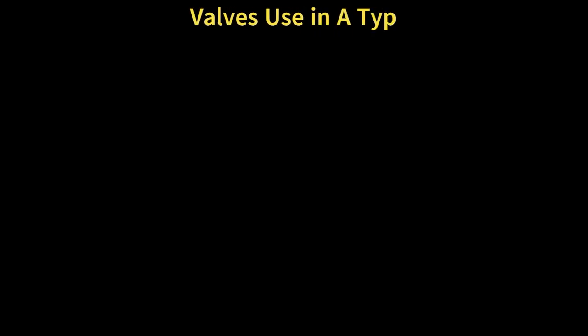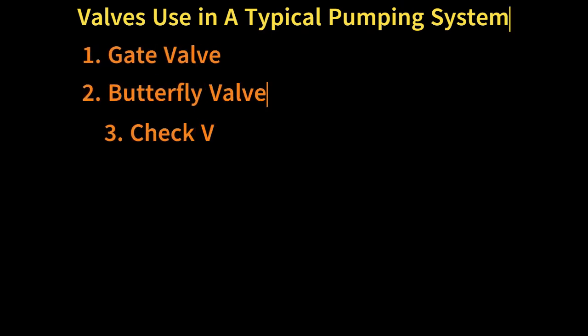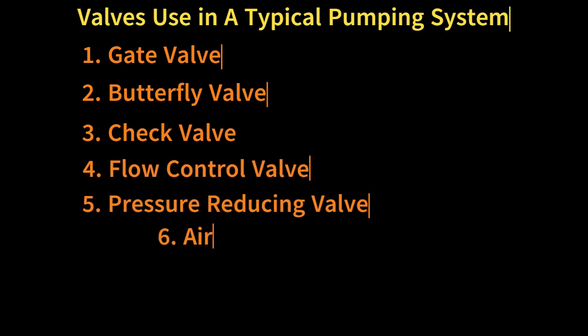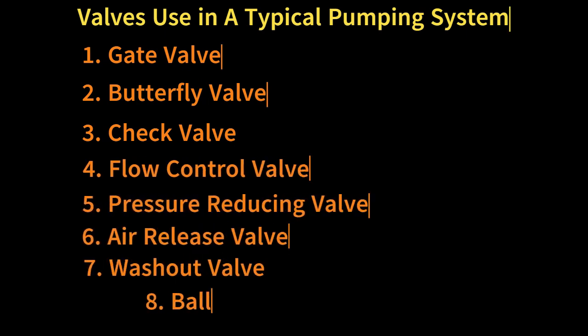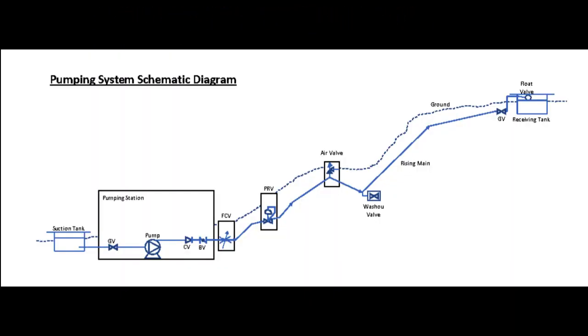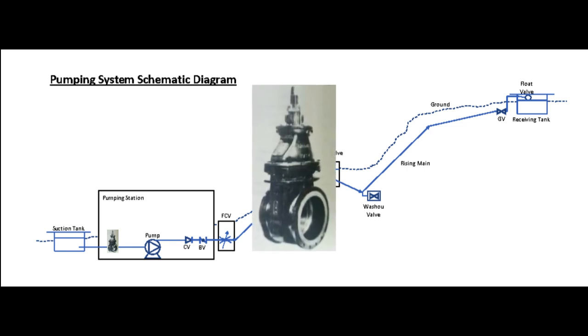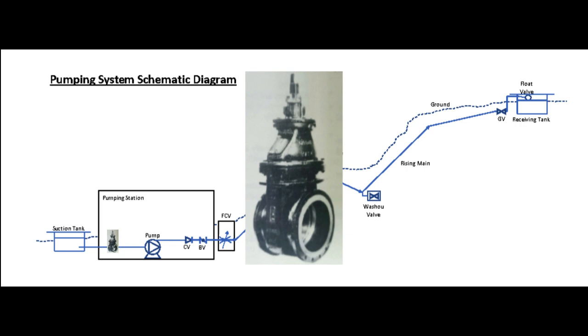The normally used types of valves for a typical pumping system in the water industry are as below. Gate valve, butterfly valve, check valve, flow control valve, pressure reducing valve, air release valve, washout valve, ball float valve. Let's look at the schematic of a pumping system for all these valves. Gate valve. A gate valve is installed at the suction tank and receiving tank for isolation purposes. Isolation is required if maintenance of the plant or system, either at the tank or pumping station, is required.